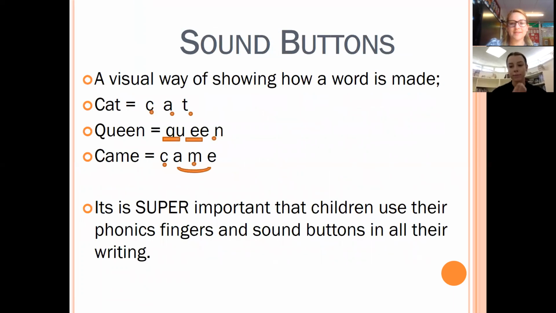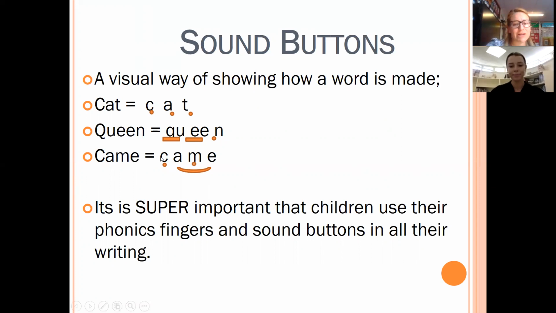Sound buttons are a really good way of visually showing a child how a word is made. If you look at the word cat here, the sound buttons are the dots and dashes and loops underneath the words that we encourage the children to use when they're writing and when they're sounding words out. The C, the A and the T each have a dot underneath them because they are a phoneme in their own right. K, A, T.